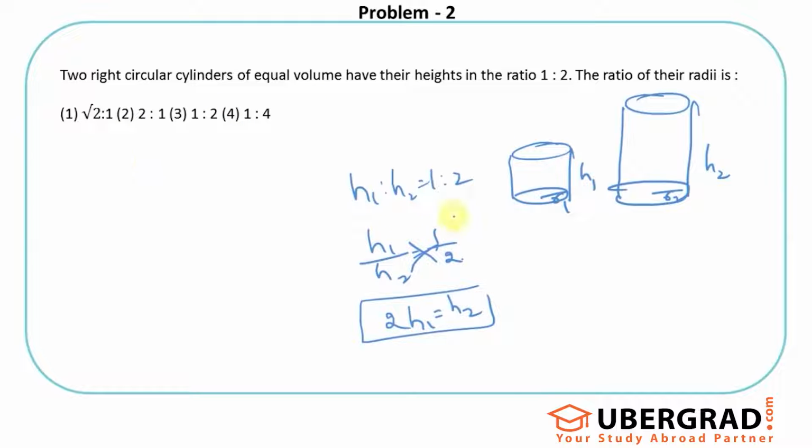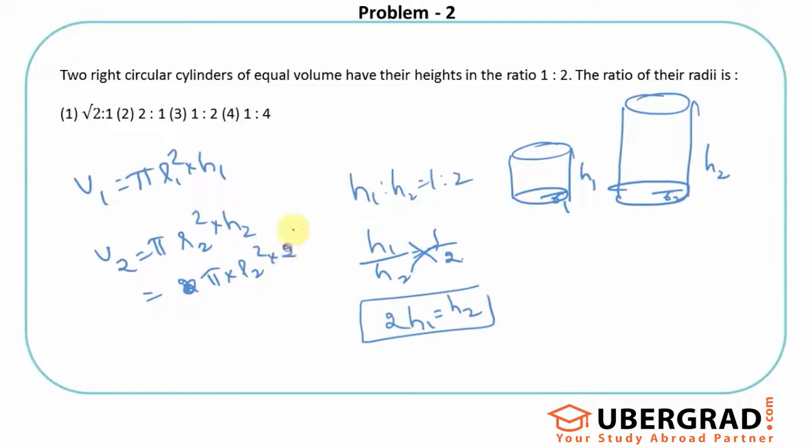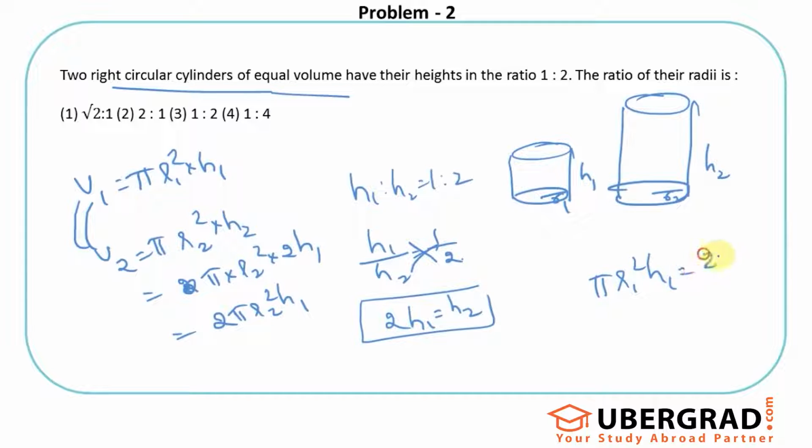What are the volumes for each? Volume of cylinder 1 will be pi into r1 square into h1. Volume of cylinder 2 is pi into r2 square into h2. If I convert h2 into h1, that is 2h1. So this will be pi into r2 square into 2h1. So it will be 2 pi r2 square h1. I know that these two volumes are same, that's what it says, equal volume. So pi r1 square h1 is equal to 2 pi r2 square h1.